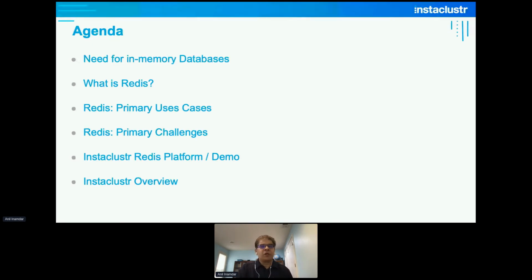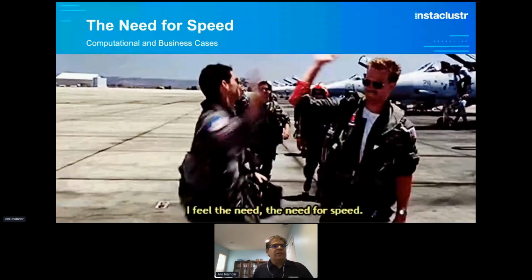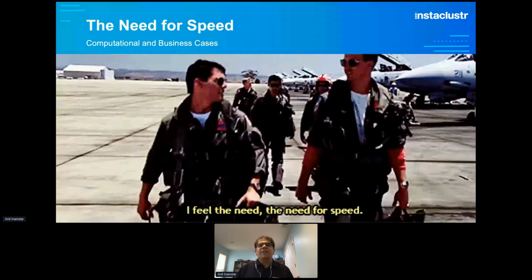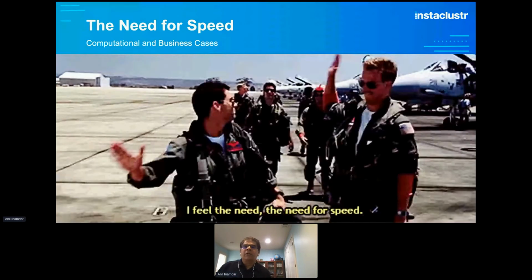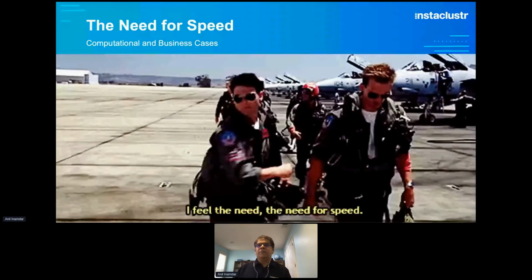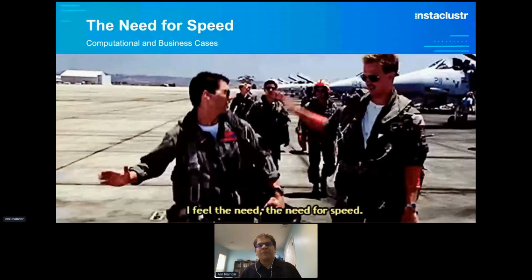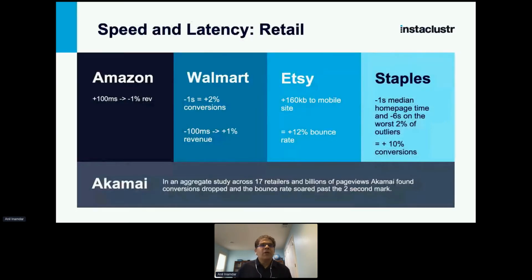So let's start. Need for in-memory database. You must have heard this term, the need for speed. Now why is there a need for speed? Modern businesses, be it retail, high tech, finance, and many more, have a need for speed. They want to go faster and faster, like the Maverick in Top Gun. So let's consider some examples. Speed and latency in retail, for example.